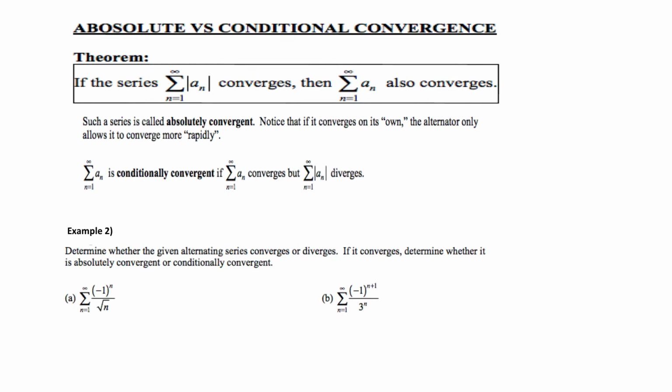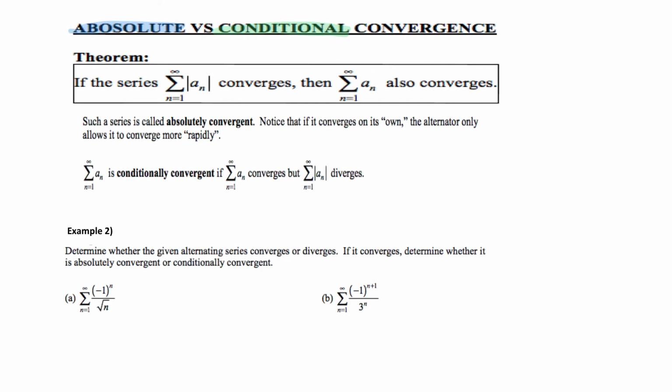So far we have not talked about anything but plain old convergence and divergence. But there's actually three different types of convergence. You have absolute convergence, you have conditional convergence, and then you just have plain old convergence like what we've been discussing. So let's look at the theorem. It says if the series from n equals 1 to infinity of the absolute value of a sub n converges, then the series from 1 to infinity of just plain old a sub n also converges. Such a series is called absolutely convergent.